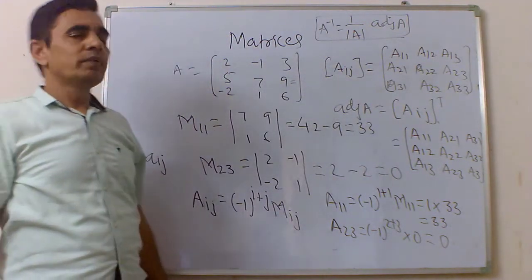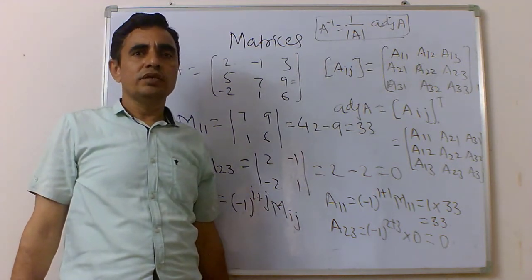Inverse of a matrix is found out by using elementary transformation or by using the adjoint method.